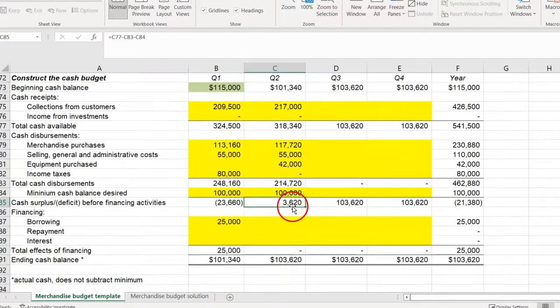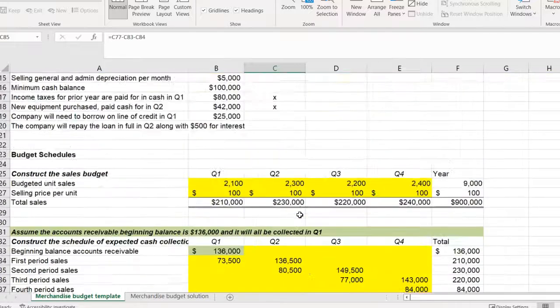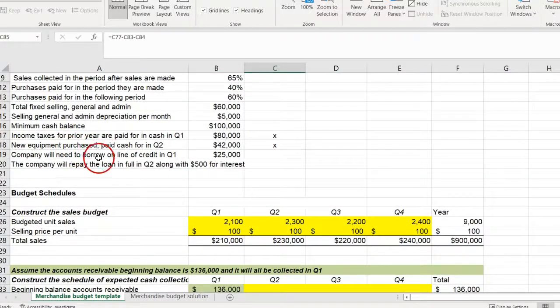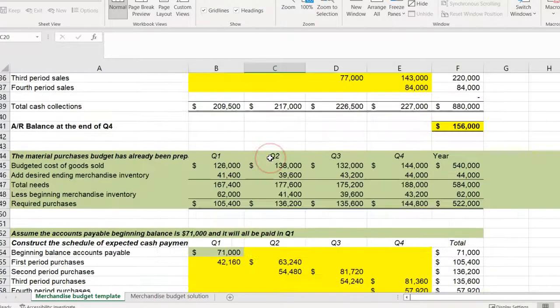So look at that. We just barely are going to cover that. We're not going to need to borrow because we're going to have $103,620. We're just barely going to have a little bit above the $100,000. So no borrowing will be needed in quarter two. And if you scroll up here and look, you can see that they're not talking about any borrowing. The only borrowing they did was in quarter one. So let's go on to quarter three.